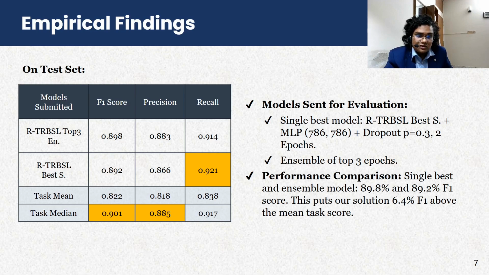Both of our models outperformed the median macro F1 score for this task, which was 0.822. For the final best models, we used a dropout of 0.3, and we trained the model for 2 epochs, after which overfitting sets in, since it was already fine-tuned. This was the best performing model that we got.